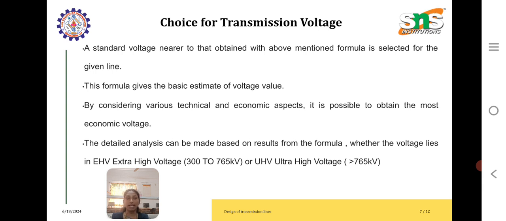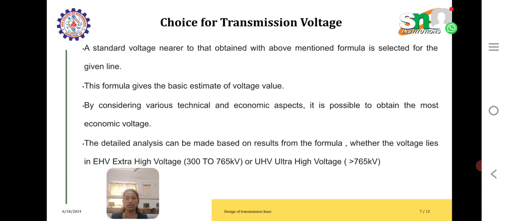So the detailed analysis has to be made on results from the formula. So we have to make many possibilities, and from the results from the formula, we can decide whether the value is between 300 to 765 kilovolts, then it should be an EHV line, that is extra high voltage transmission line. And if the voltage is greater than 765, then it will be ultra high voltage.